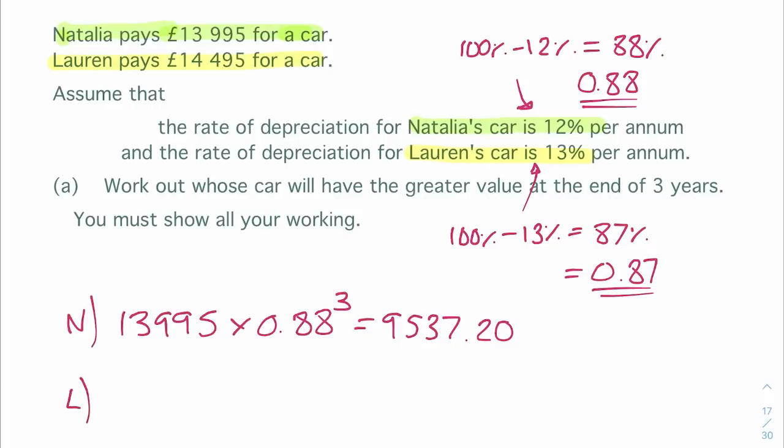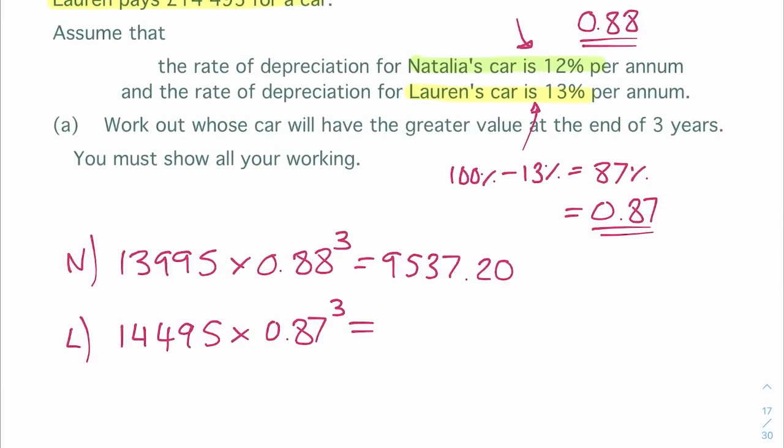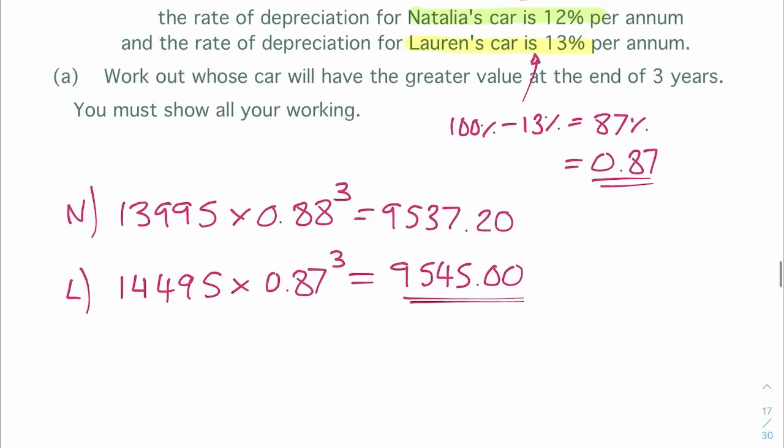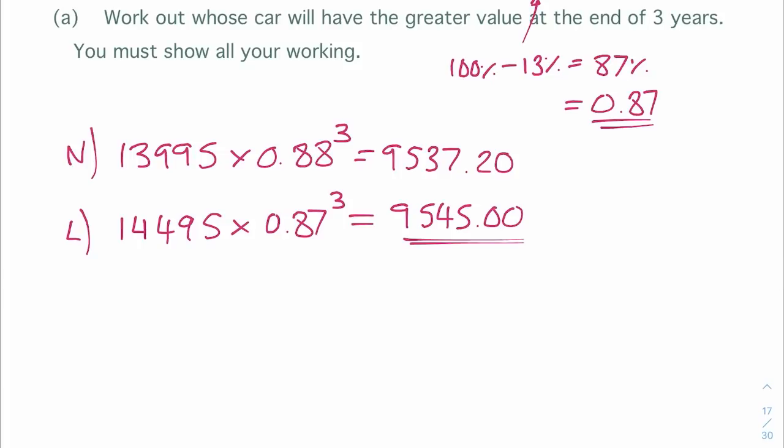Then we have to work out Lauren's. So her car started at 14,495. Hers is going down by 13%, so that's the 0.87 that's left over. Again, 3 years, so we'll put a power of 3 to save some time. So 14,495 times 0.87 cubed, and that comes out as £9,545 and 0 pence to the nearest penny. So as you can see there, the car that has the greater value is Lauren's car, only by a small amount. What's that, like 5, 6, 7, 8 pounds, just less than 8 pounds. So it's very, very close, but Lauren's car still has the greater value.